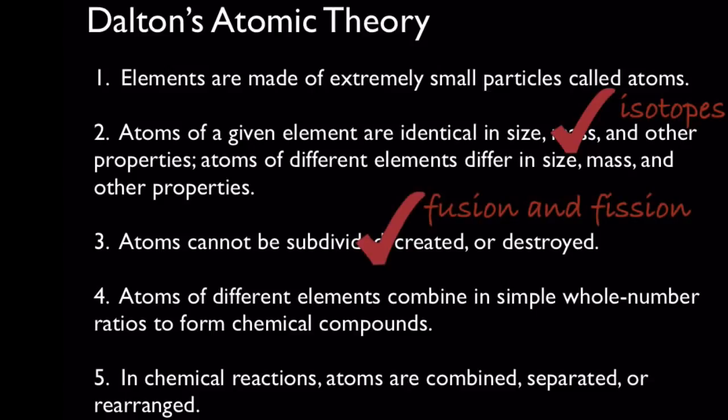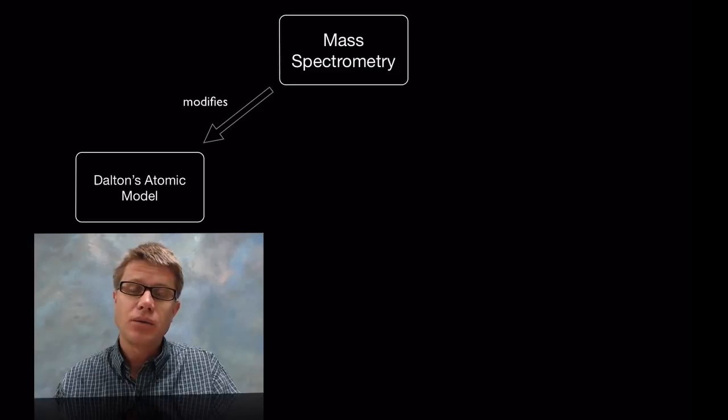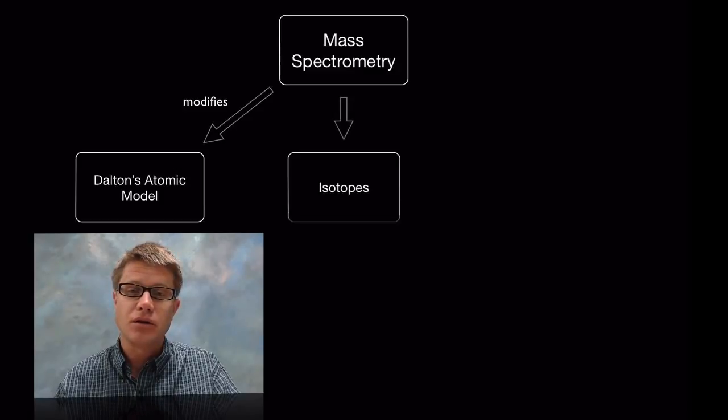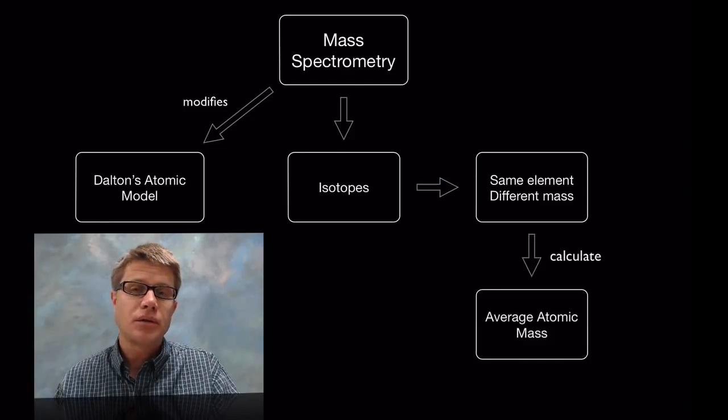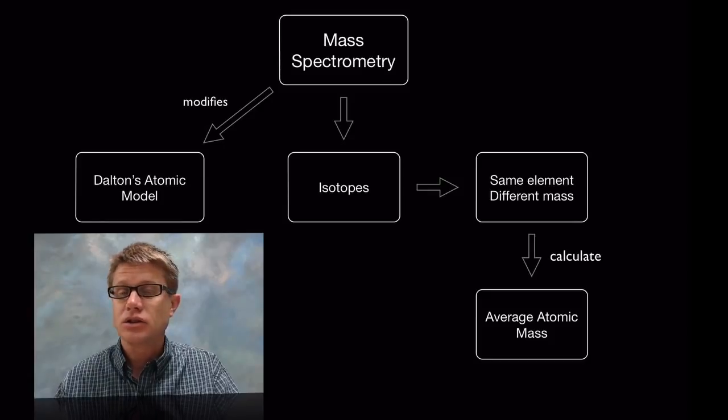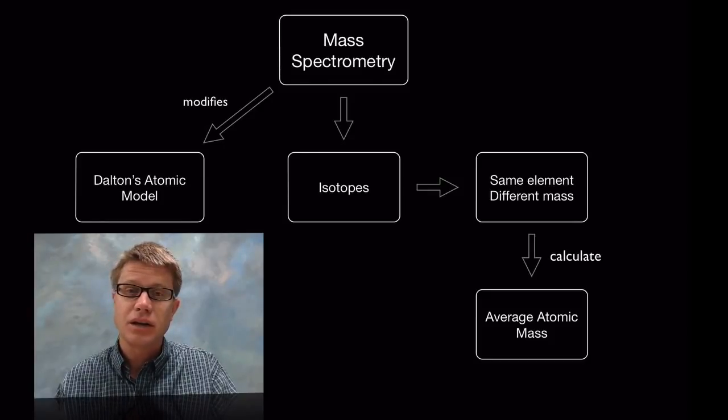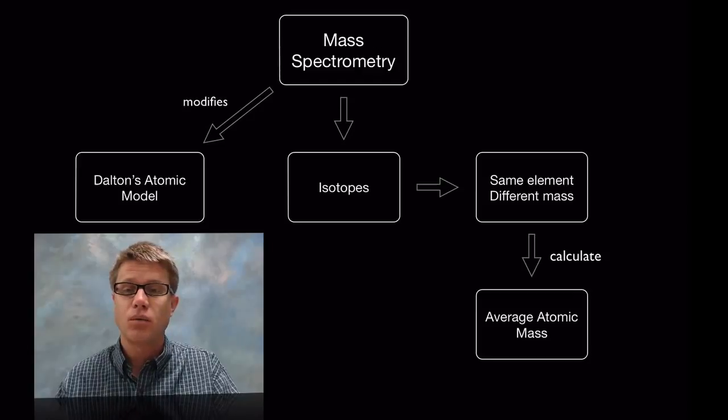And what we're really going to focus on in this video is number 2, identification of isotopes. And so mass spectrometry is a way that we can modify Dalton's atomic theory, and we did that through the identification of isotopes, and that's around the early part of the 1900s. Isotopes, remember, are going to be the same element, but they're going to have a different mass, and that's based on the number of neutrons that they have. And what we can do from that is we can eventually calculate the average atomic mass, and that's going to be on the periodic table. It's sometimes referred to as the atomic weight.